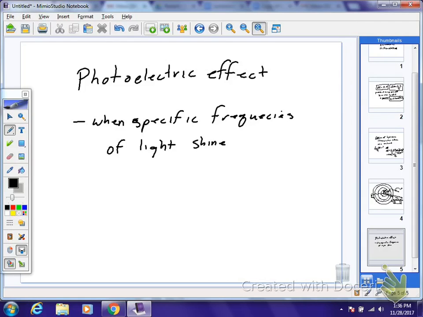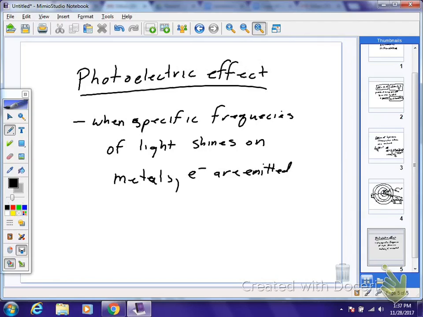shines on metal, electrons are emitted. But it has to be a high enough frequency to do that. So the metals, when you shine a light with different frequencies onto that metal will give up its electrons. And those electrons will be sent out. Okay? That's what the photoelectric effect is.